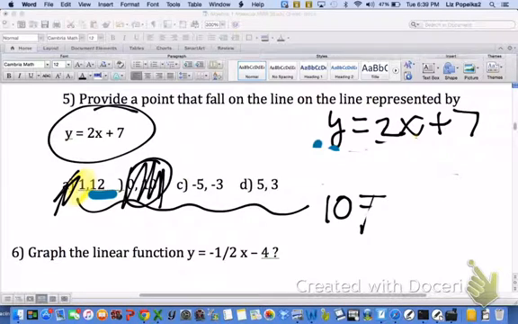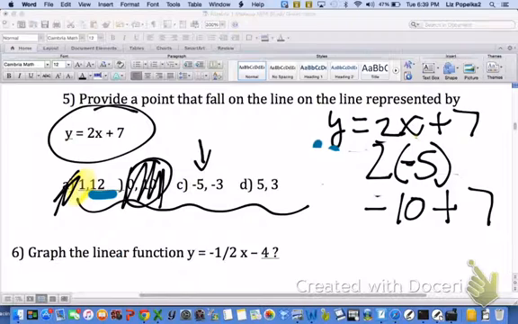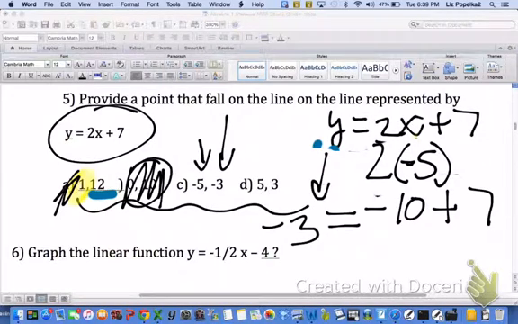So let's try our third point that we're provided, the negative 5, 3. So 2 times negative 5. I'm going to put negative 5 in for x, since negative 5 is my first coordinate. So 2 times negative 5 is negative 10. Negative 10 plus 7, there we go. Negative 10 plus 7 is negative 3, which is exactly what y should be for C to be the correct answer. So that means that C is the right point that works for number 5.